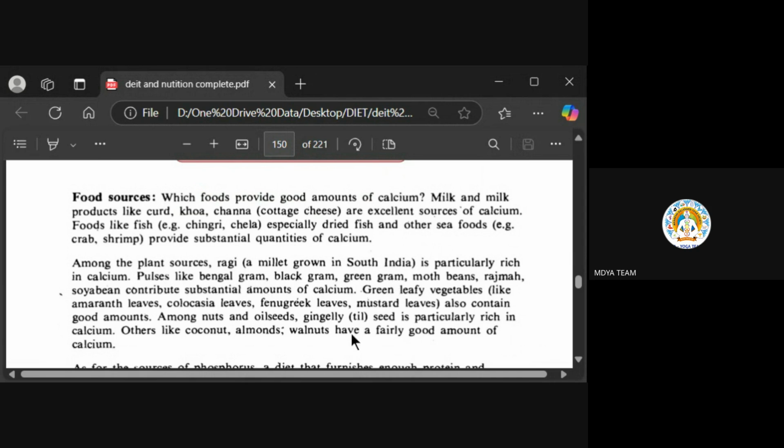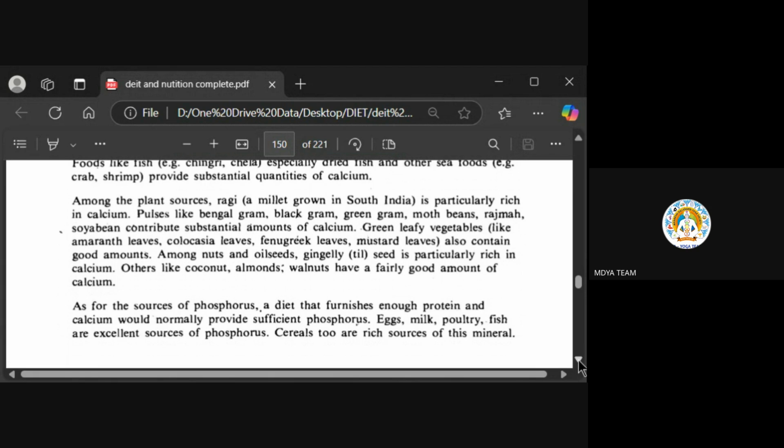Green leafy vegetables, nuts, oil seeds, till seeds. In the winters in North India, we consume a lot of till laddus and till oil also. So that is a very good source of calcium and protein. Phosphorus: a diet which furnishes enough protein and calcium would normally provide sufficient phosphorus also. So egg, milk, poultry, fish, these are excellent sources of phosphorus, and cereals too. Okay.